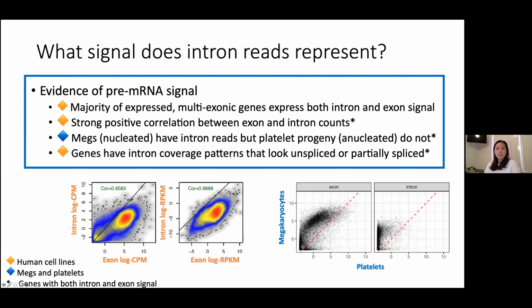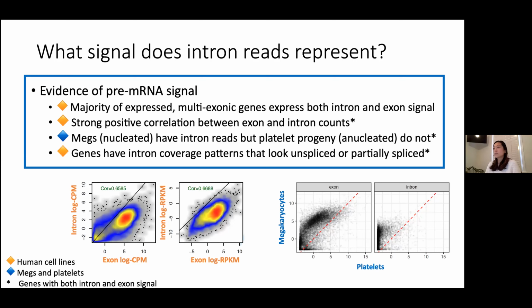So we do start making some guesses as to what these intron reads represent now. What is the biological signal that it's picking up? In the previous slide, I showed that the intron reads are informative. Now we want to make some guesses as to what signal it is picking up. We see evidence that it is mostly pre-mRNA signal.